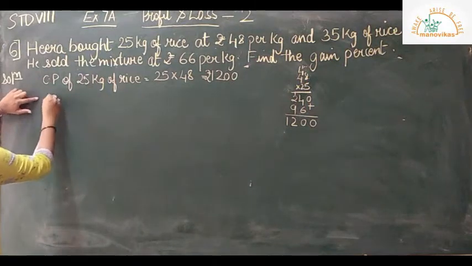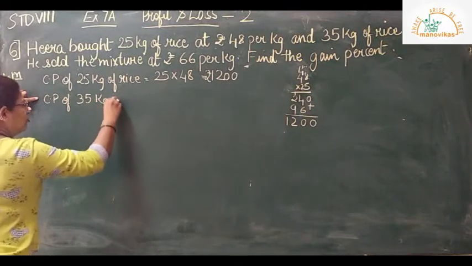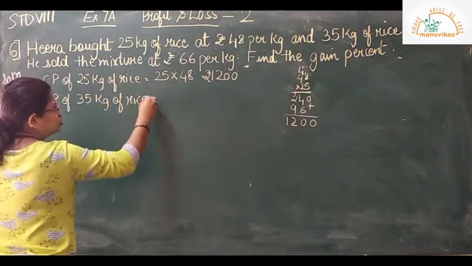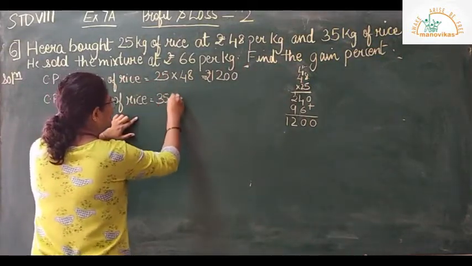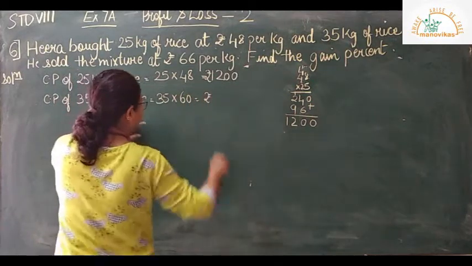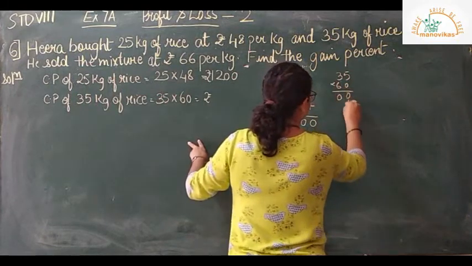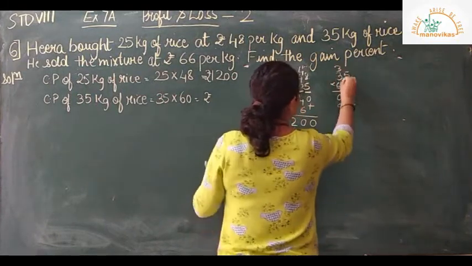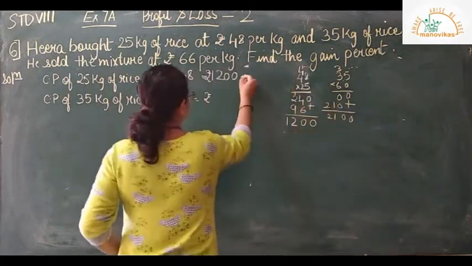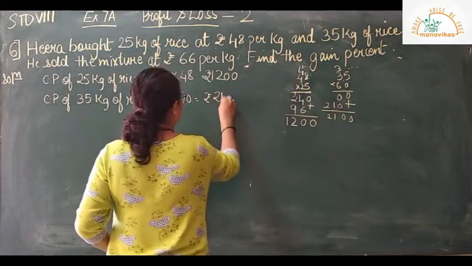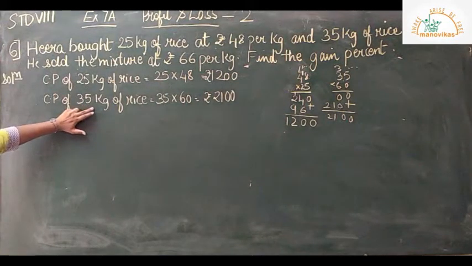Now we find the cost price of 35 kg of rice, and this 35 kg is purchased for 60 per kg. So 35 into 60. So let us find the cost for this now. It comes to 2100. So I got the cost price for 25 kg and 35 kg.